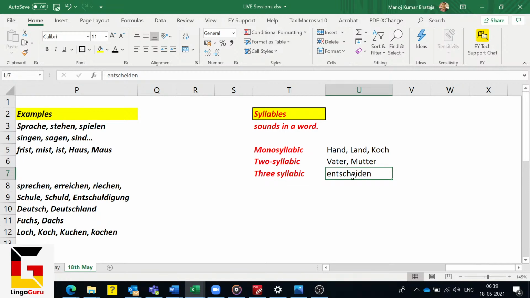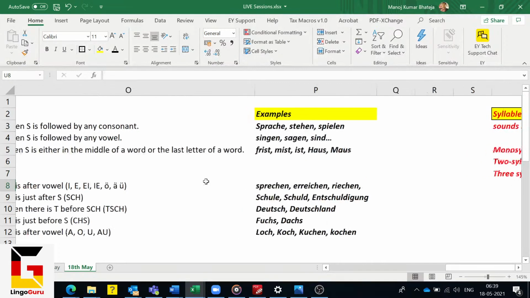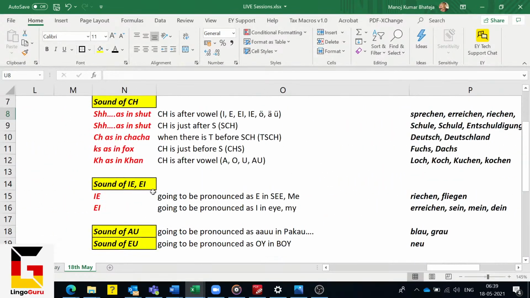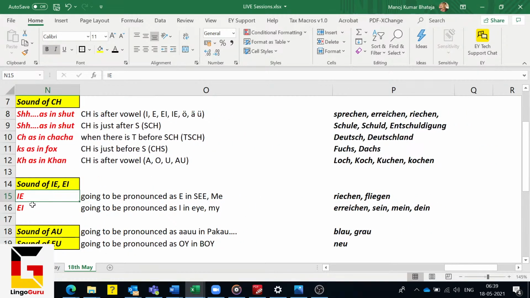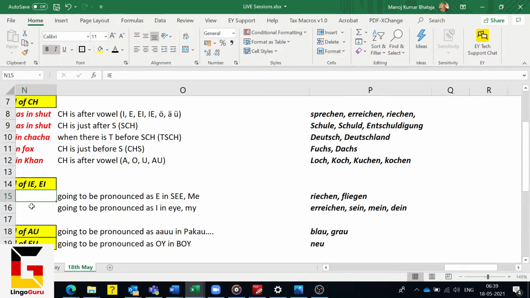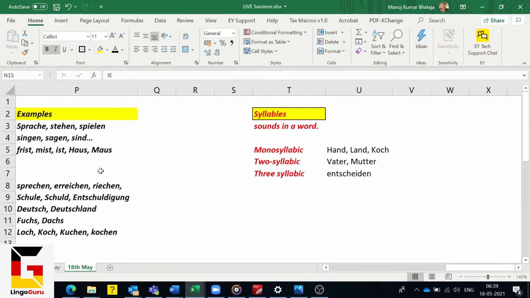And why I consider this one as one vowel, because we just learned this is the combination. When they come together, this is considered as one sound. They are not going to be considered as two sounds. We only consider this as one sound. The combination ie is pronounced as E or I, right?